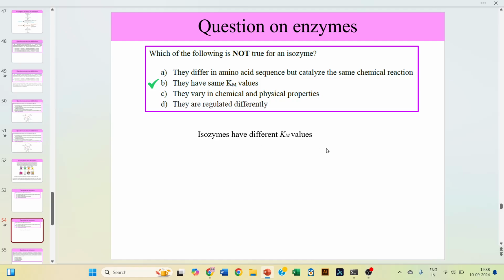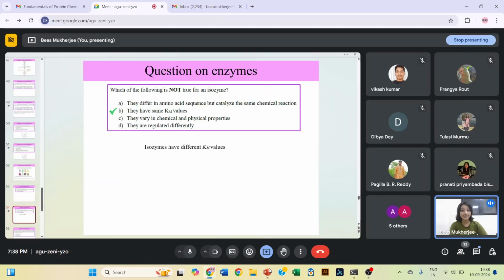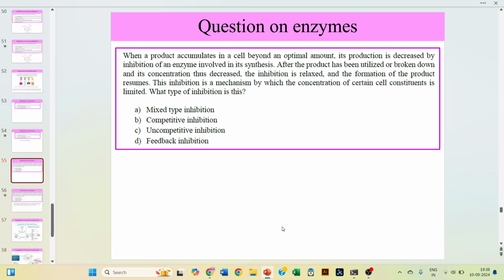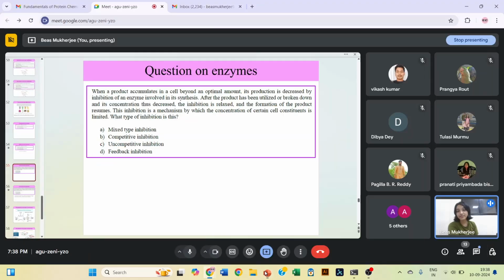They have different Km values and they have different affinities for their respective substrates. And they are also regulated differently. That is something that you have to remember. We will look at the next slide how this happens. Okay. Right. So this is another question. You try to answer this, and very soon we will look at pyruvate kinase and how it is differently regulated under different environmental conditions.